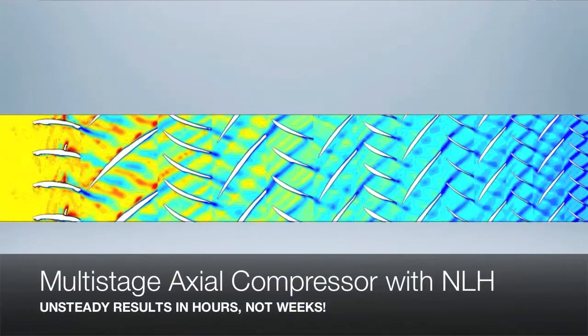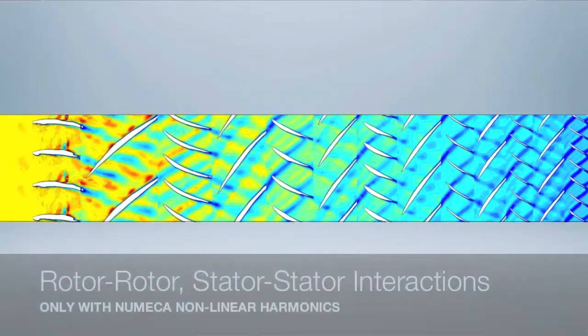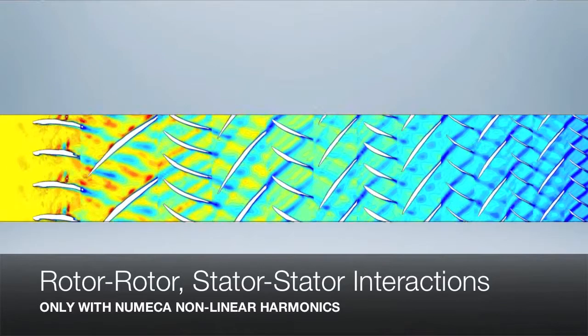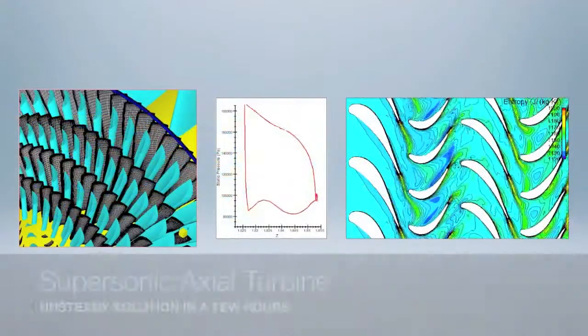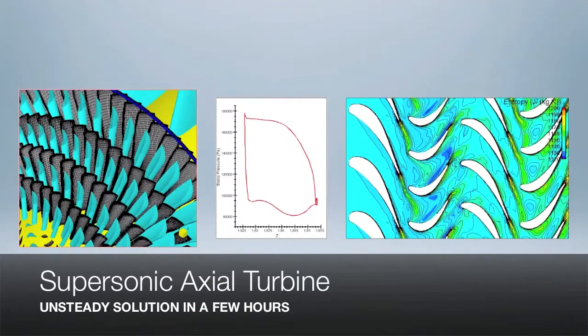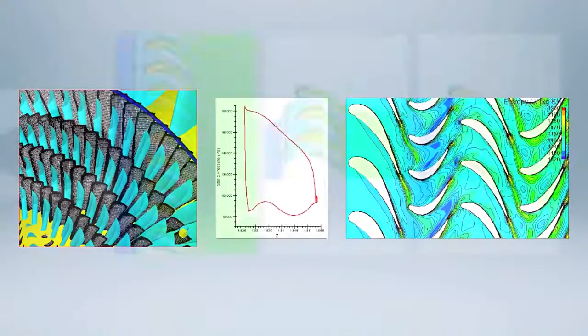So this is an example of a multi-stage axial compressor where the NLH is used not only to model rotor-stator interactions but also rotor-rotor and stator-stator. So this case is a supersonic axial turbine, which we resolve in a few hours on 12 cores.